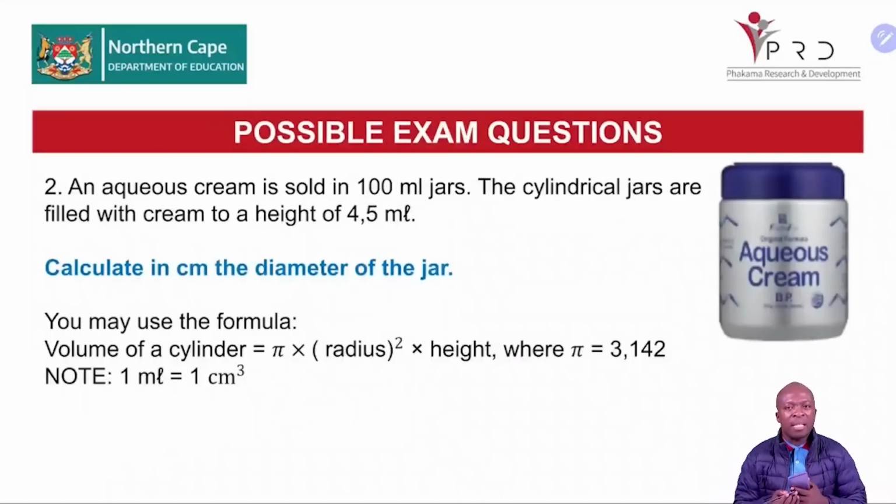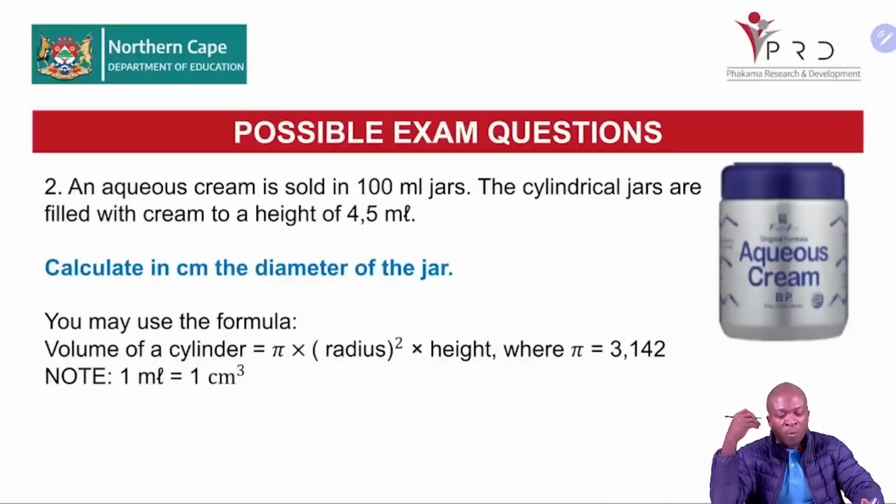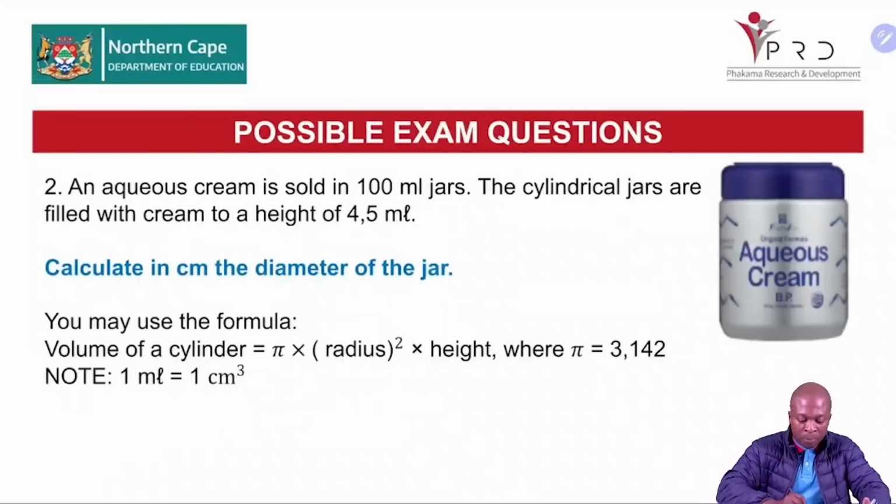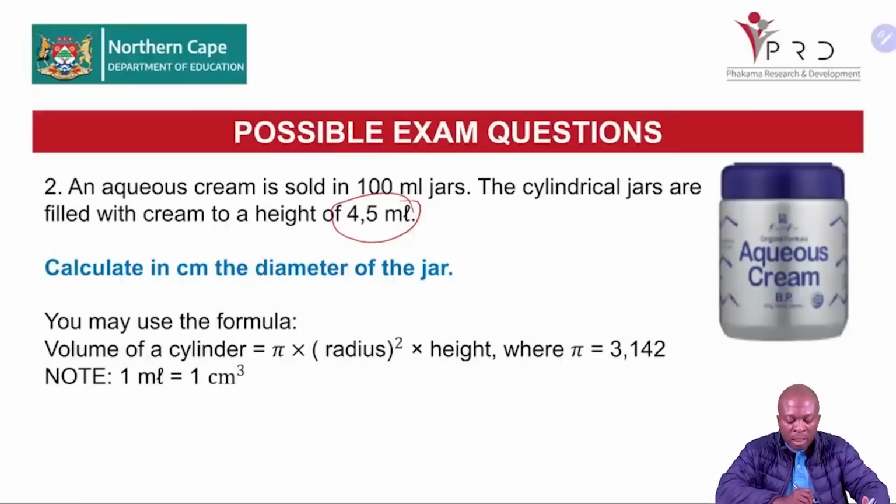Let's talk of something that is rounded, like an aqueous cream, like a can. So once you realize that the shape is round, it's a cylinder. Therefore, we always think of working with cylinder. We can use the volume, the radius, the diameter. So let's look here. An aqueous cream is sold in 100 milliliter jars. The cylindrical jars are filled with cream to a height of 4.5 milliliters. Calculate in centimeters the diameter of the jar.